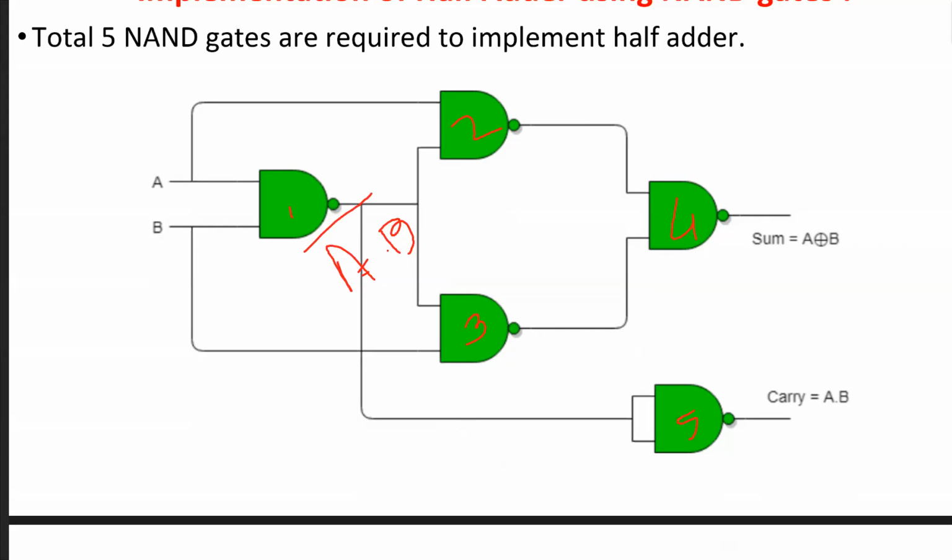Okay, so I have given names to all the NAND gates, 1, 2, 3, 4, 5. Output of the first NAND gate is (A dot B) dash. Now let us see how the carry is generated first.